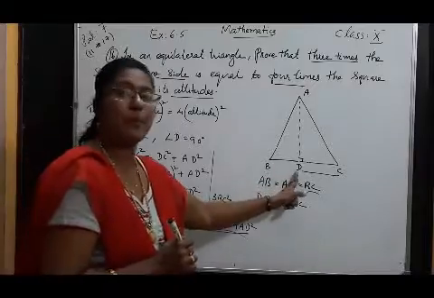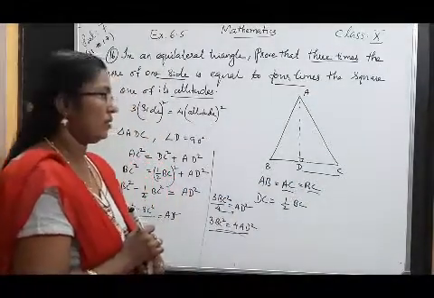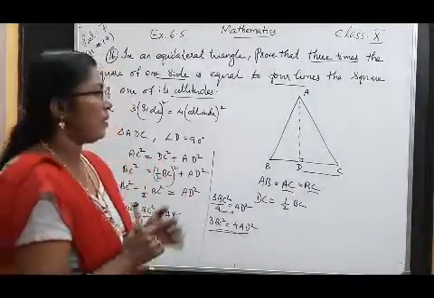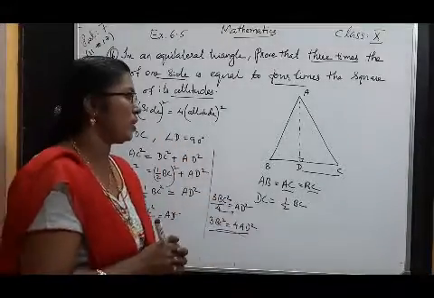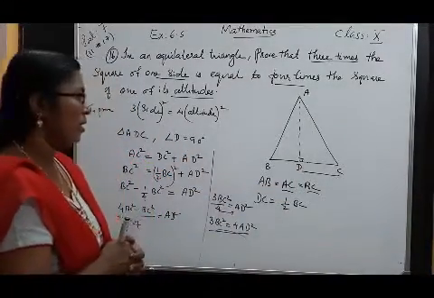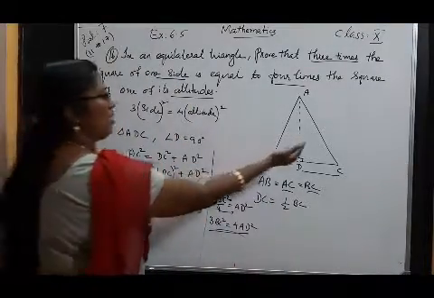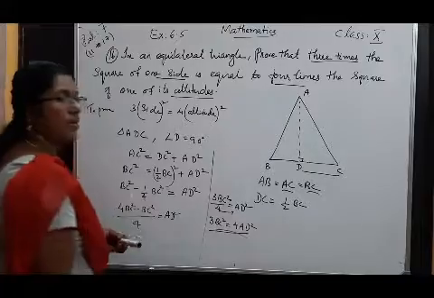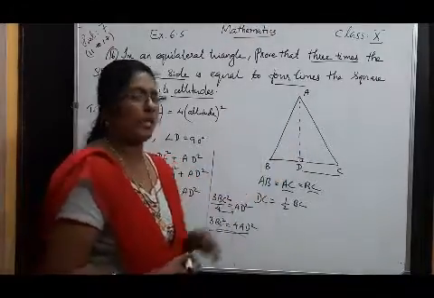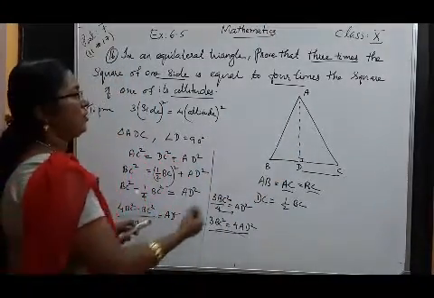D is the midpoint of BC. In an equilateral triangle, the altitude bisects the base into two equal parts. So this is the midpoint, so we can write DC equal half of BC. By using the Pythagoras theorem, both the triangles are right angle triangles. You can take this triangle or this triangle. Okay, here I took this triangle.